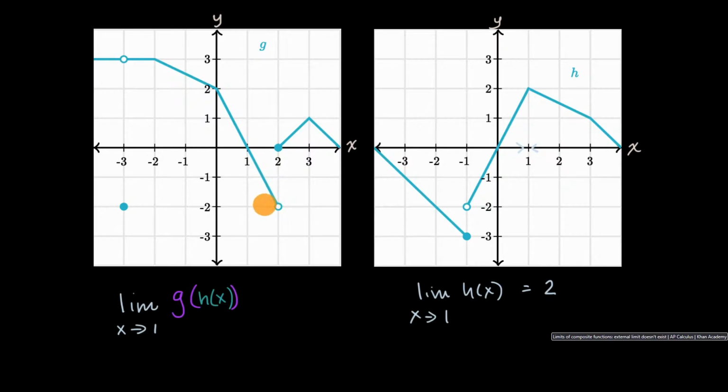But if you're thinking that, we haven't fully thought through it. Because what we can do is think about this limit in terms of both left-handed and right-handed limits. So let's think of it this way. First, let's think about what is the limit as x approaches 1 from the left-hand side of g of h of x.